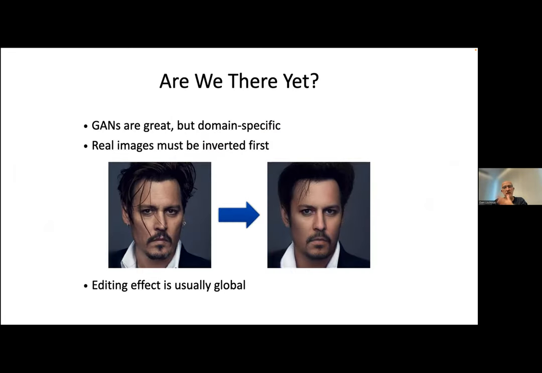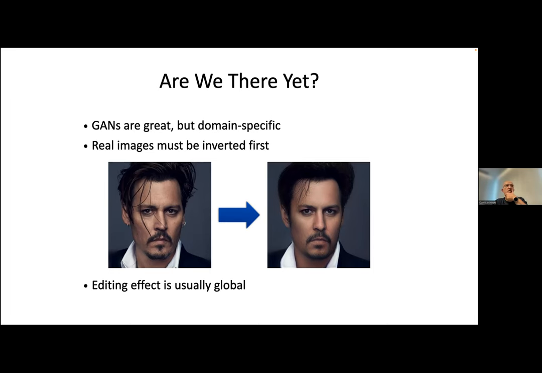Does this mean that we now can do whatever we want in terms of editing images? Not quite, because I've mentioned that GANs are very powerful, but they are domain specific. A special model needs to be trained to generate each domain. And when you want to operate on real images, you need to invert them first. And when you invert an image, as I've said, you don't get an exact image, only an approximation of it. For example, here you can see that if the image has some kind of a unique hairstyle, when you invert it into the GAN space, that hairstyle can be lost. And the editing effects usually apply to the entire image. It's difficult to specify, I want only this part of the image to change, not that part.